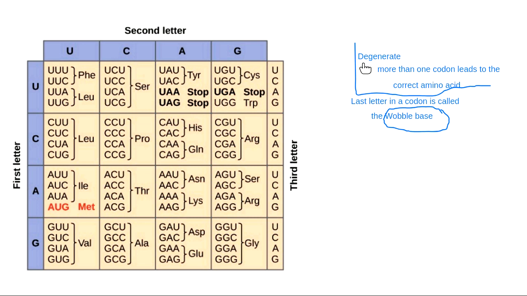So this idea of the code being degenerate means that I can change the last letter, only the last letter, and still get the correct amino acid. So in general, when you're thinking about what degenerate means, it means that I can change the last letter and still get the correct amino acid. If I change the middle letter, if I change the first letter, I am probably not going to get the correct amino acid. Okay, I think it's the way it was worded, but now I understand.